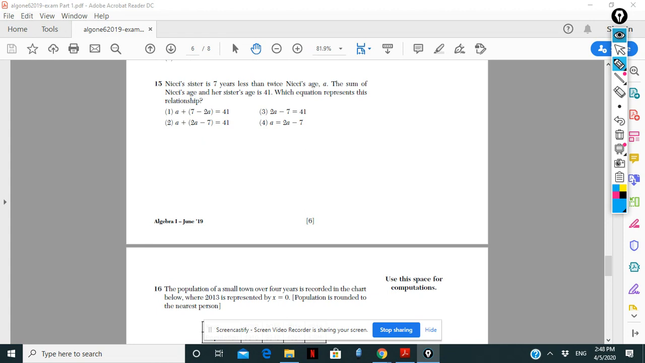So let's make an assumption, and after that I'm going to write the equation. If niece's age is x, so her sister is 2x minus 7. So that's sister, that's niece.